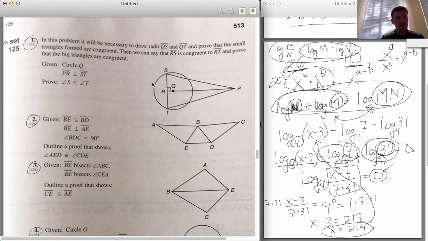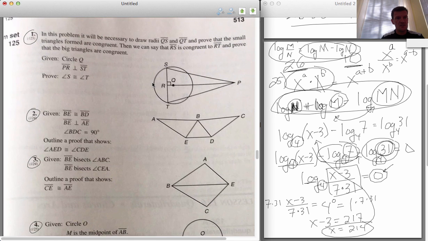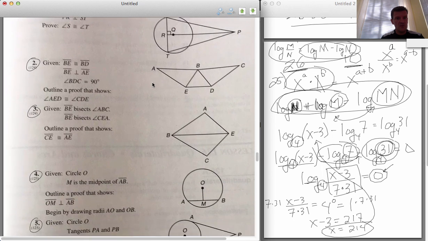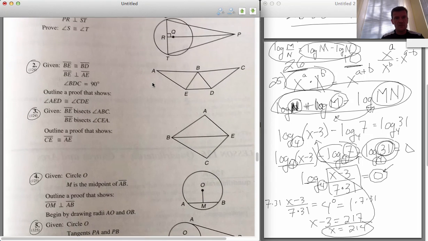Oh, 125. Ooh, looks like we got a lot of construction here and proofs. Not my favorite part of math, but we will outline these proofs for you, okay?